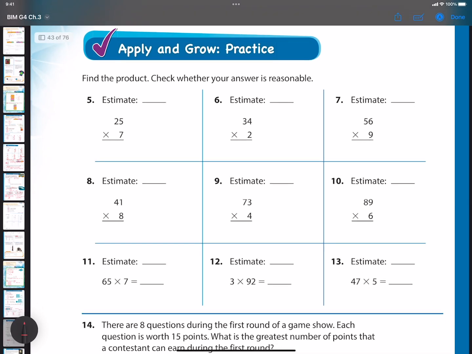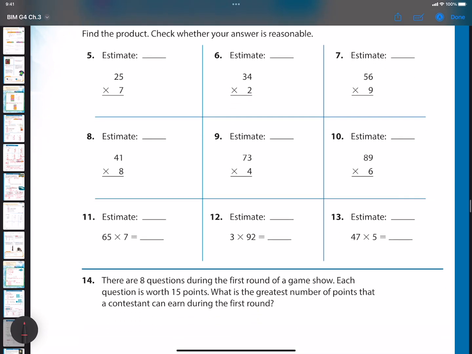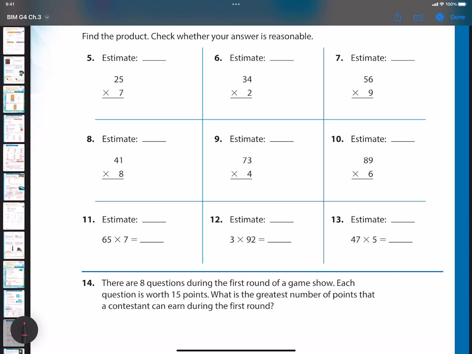All right, so from now, number 5 to number 14, I want you to do it yourself. Okay, so pause the video and then do it, practice by yourself, and then you can come back to the video and check your answer with mine. All right, go ahead.